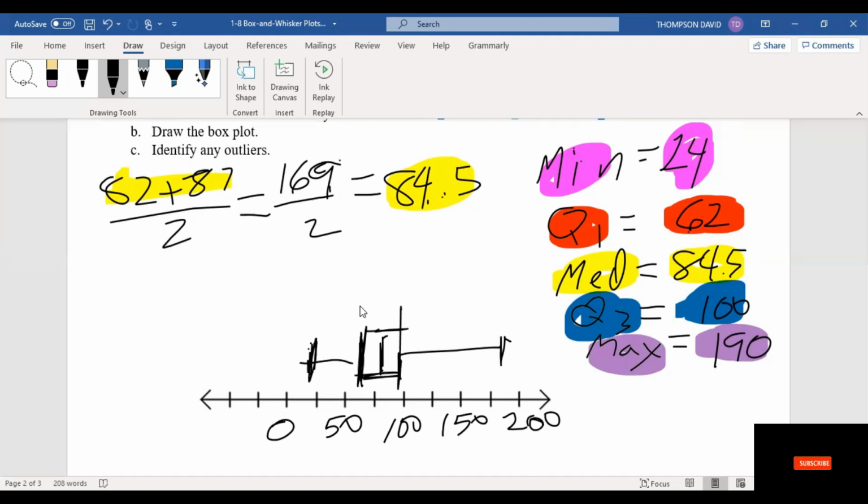Now, in example part C, it's saying identify any outliers. We could tell there's going to be an outlier in this one because obviously the right whisker is a lot longer than the left whisker. So that's an indication that there should be an outlier.